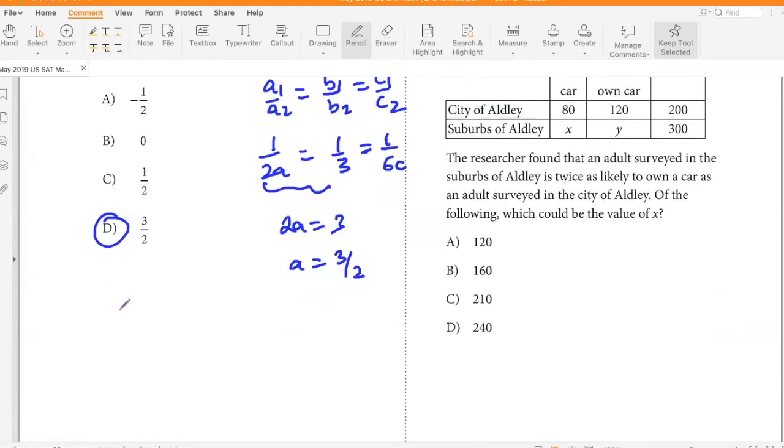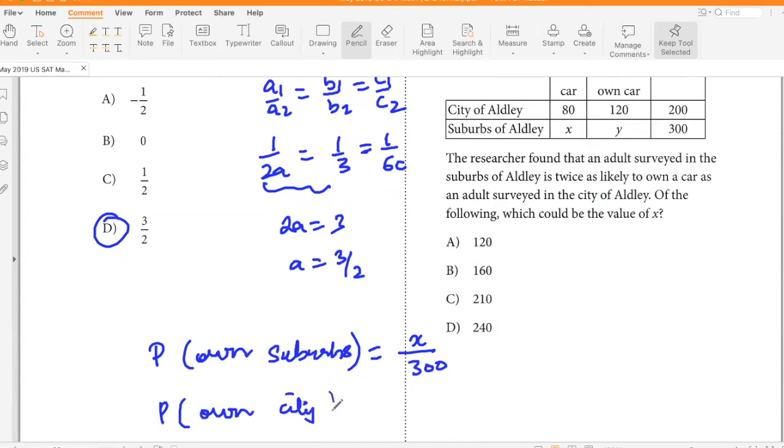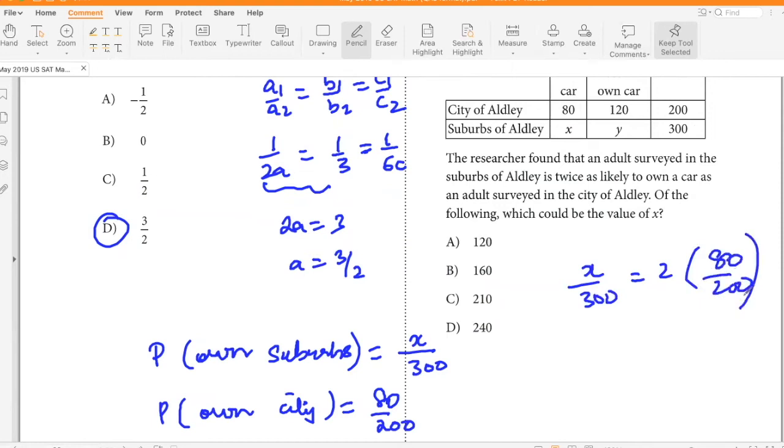Okay. So probability of owning a car in the suburbs, right? What will that be? That would be x by 300. And probability of owning a car in the city will be 80 by 200. Okay, and the suburbs probability is twice the city probability. So x by 300 is twice 80 by 200. So the zeros and the zeros cancel, the twos and twos cancel. So x is 80 multiplied by 3, which is 240. So value of x is 240.